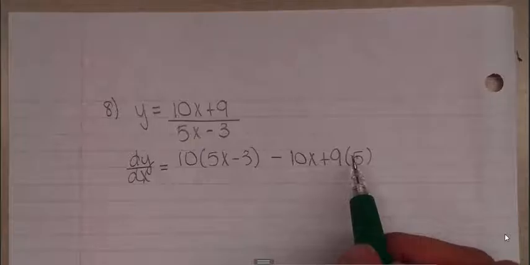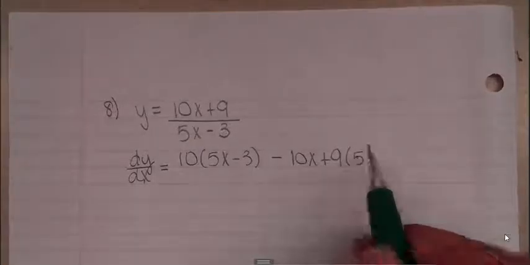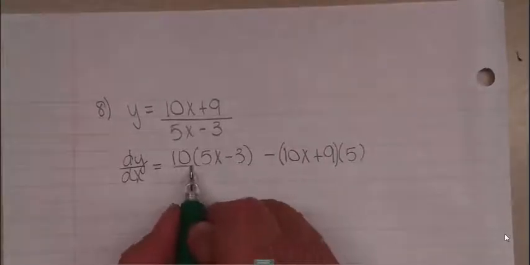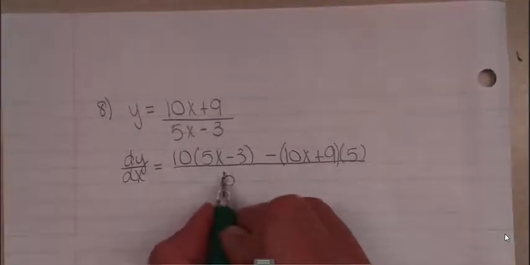Okay, now this is going to be a little bit tricky. You're going to need to realize that this 5 gets multiplied to this whole thing. All over the bottom squared.